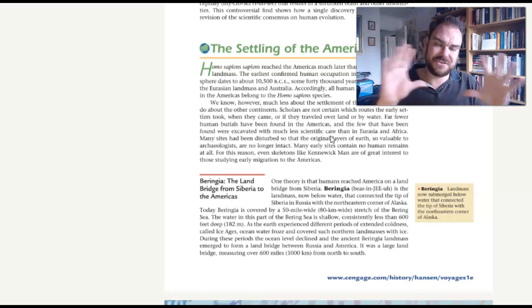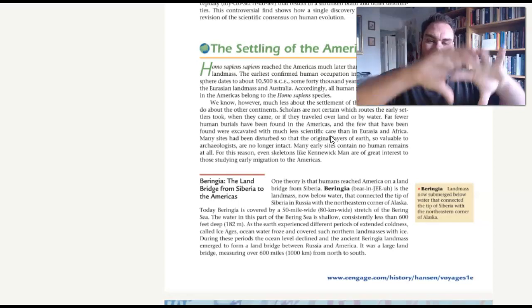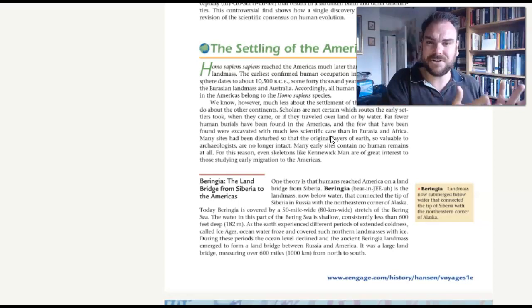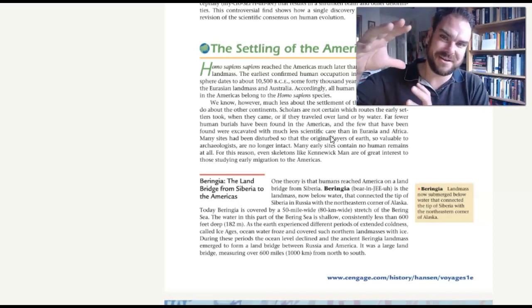So the exchange of goods, people, and disease happens in the Afro-Eurasia world. It happens in the Americas. Then later, when those worlds intersect, it becomes a global world. So we're talking about a smaller scale: what is happening in the Afro-Eurasia world, and what is happening in the Americas.